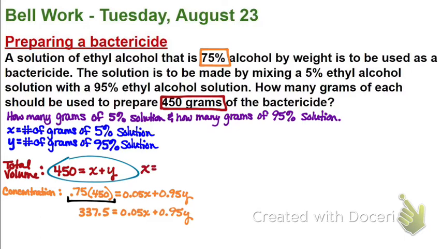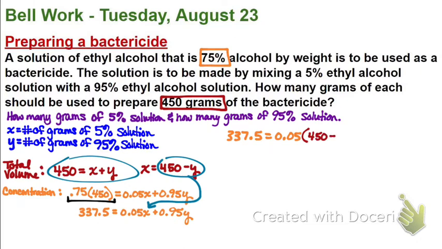So I would have x equals 450 minus y. And then I'm going to take that, and it's going to go in here for this x. It's going to take the place of this x. So I would have 337.5 equals 0.05, and then I do my substitution here, 450 minus y, plus 0.95y.